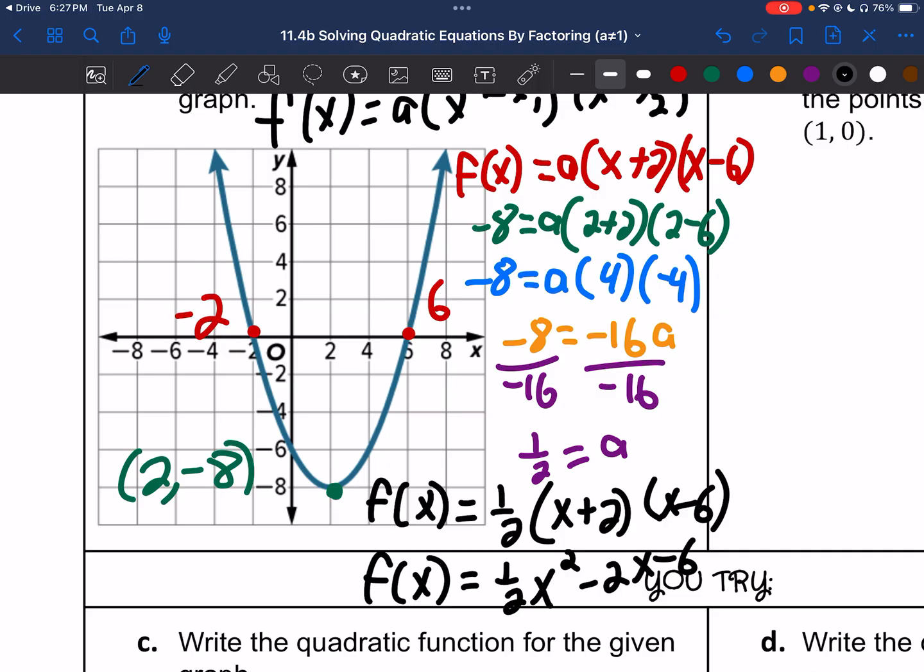So on the next one, we're going to do an example where we're going to have a little more room without the graph, and we'll be able to work with this a little bit more. We're a little less crunched. All right, let's look at letter B.